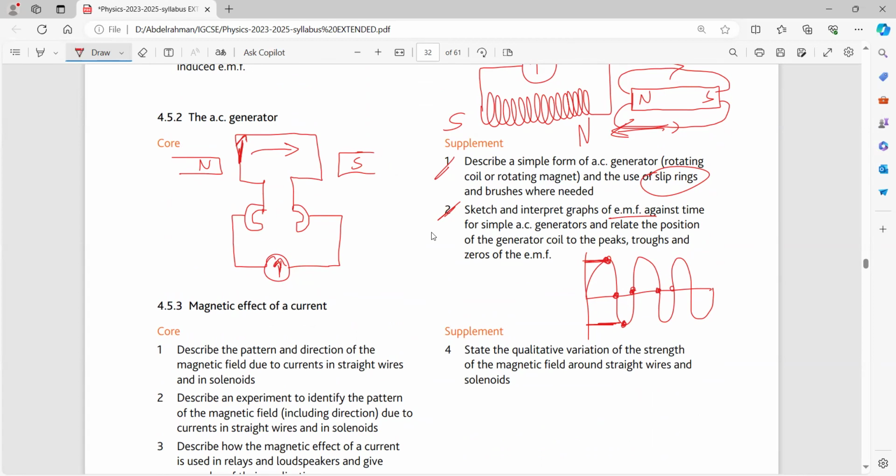You mean that when the coil or the wire cuts the magnetic field, it produces an induced current, right? Yeah, that's one. When the wire cuts the magnetic field, an induced current is generated, or it produces an induced current inside the coil or inside the wire.